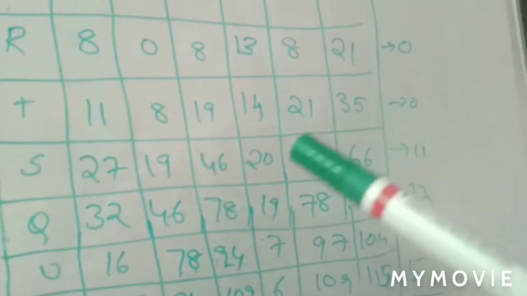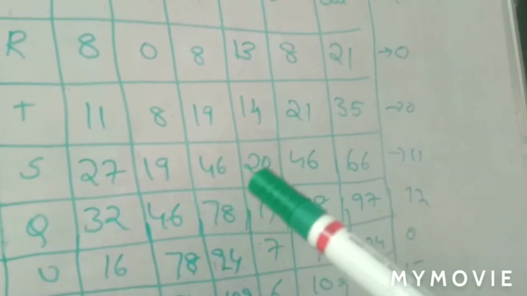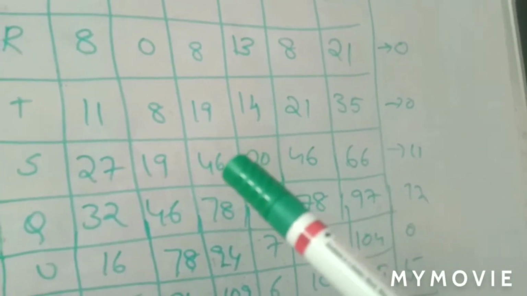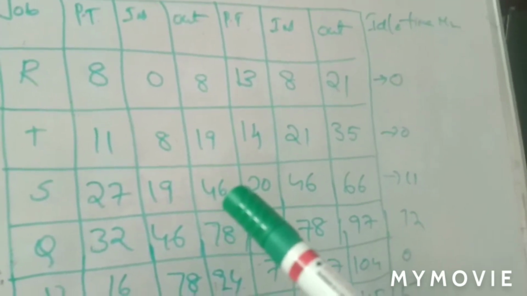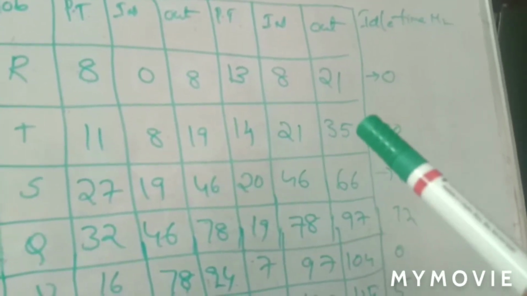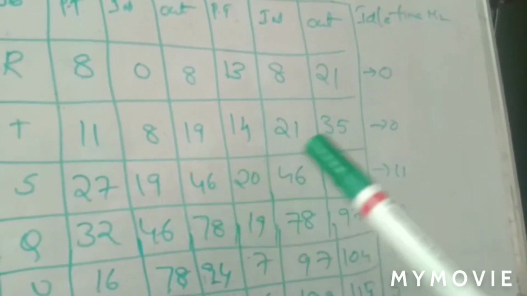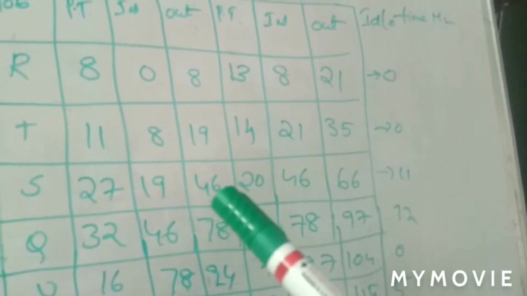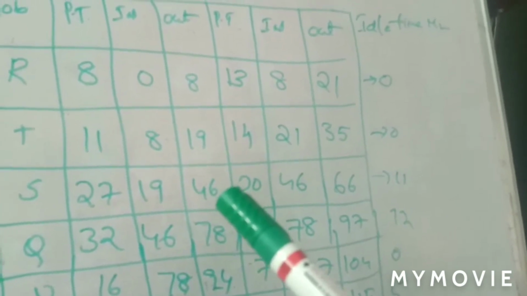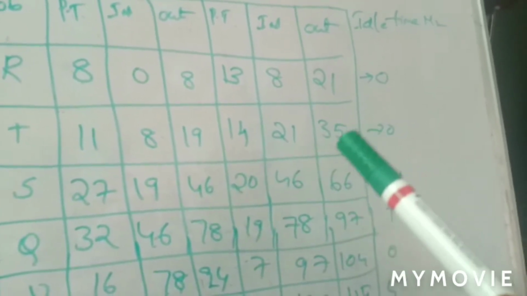35 is the out time. What is the out time for the other machine? It is 46. Here it is very, very important. The out time for machine 1 is 46, and the out time for machine 2 is 35. That means 35 is well advanced, but 46 means it is not completed.